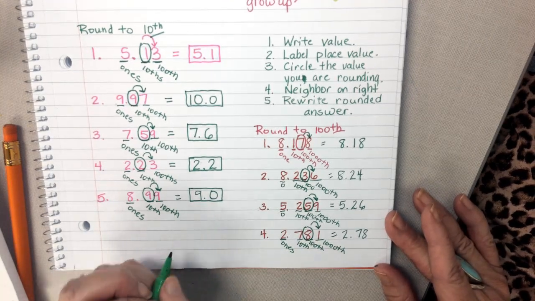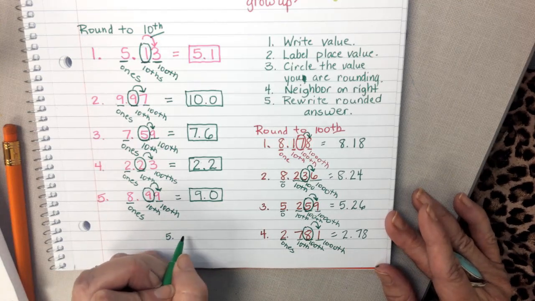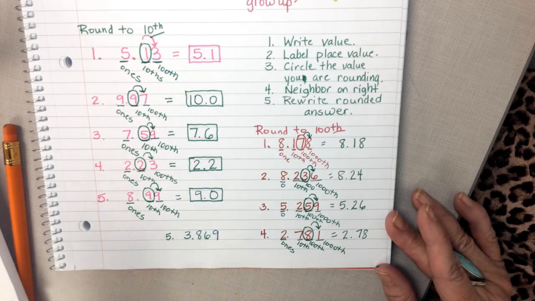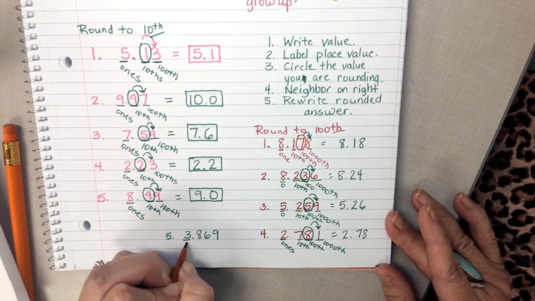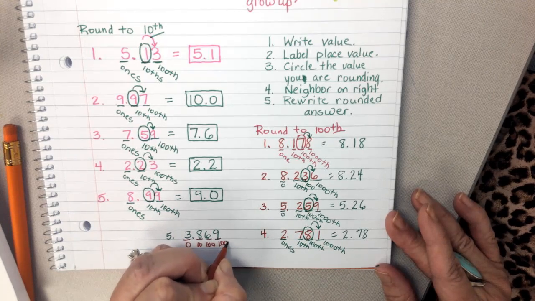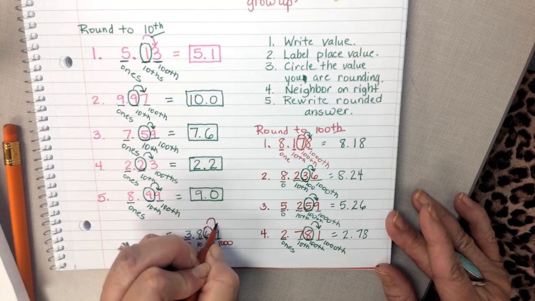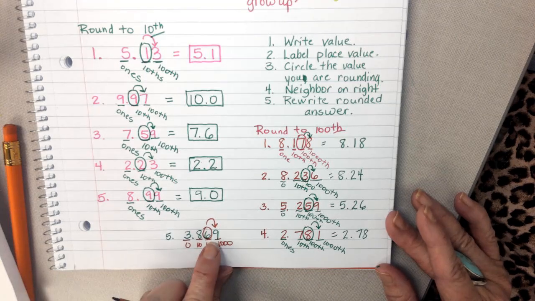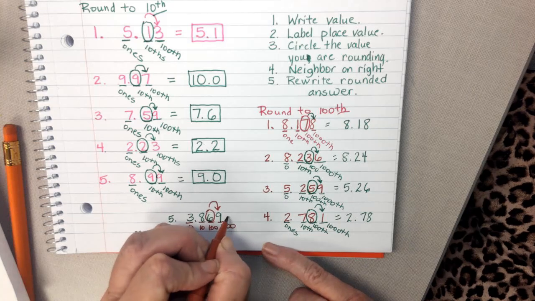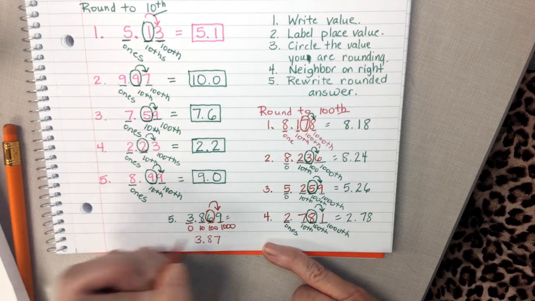I'm going to have to put number 5 over here real quick because I'm about to run out of room. If you run out of room, you can always go to the next page. 3 and 869 thousandths. Labeling the places, the ones, the tenths, the hundredths, and the thousandths. Circling the digit in the hundredths place, knocking on your neighbor's door. What hundredth would come after 6, because we're going to grow up, would be 7. Changing this value to 3 and 87 hundredths.